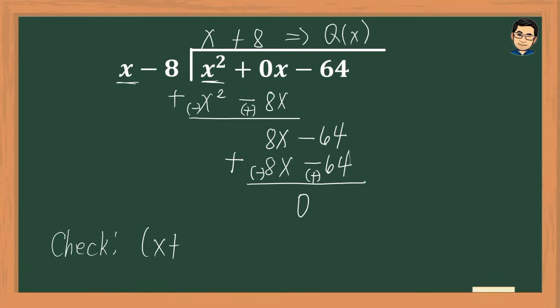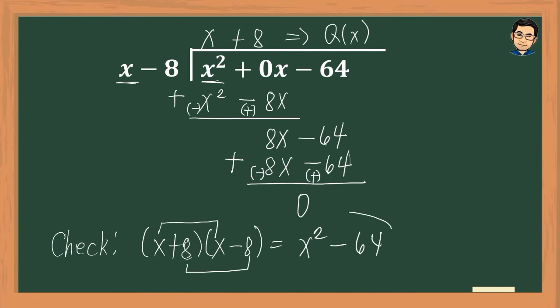So, x plus 8 times x minus 8 equals, so since parehong term sila, magkaiba lang po ng sign, imumultiply lang po natin yung dalawang first term tsaka dalawang last term. So, x times x, that is x squared. And then, 8 times negative 8, that is negative 64. As you can see, lumitaw po yung x squared minus 64. Ibig sabihin, yung quotient natin na x plus 8 is correct.